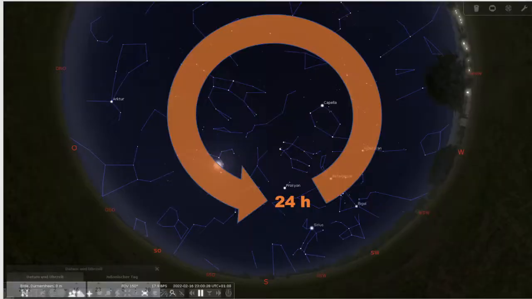Another way to look at this is that there are two types of rotation that we see in the night sky. If we look at the night sky in one night, the night sky appears to rotate a full circle once every 24 hours.